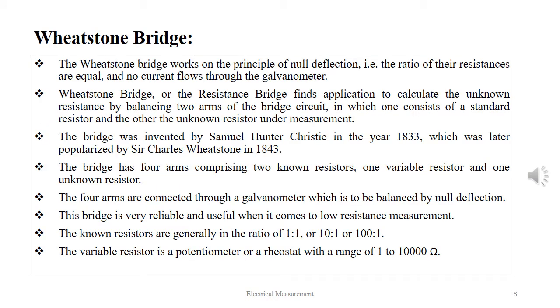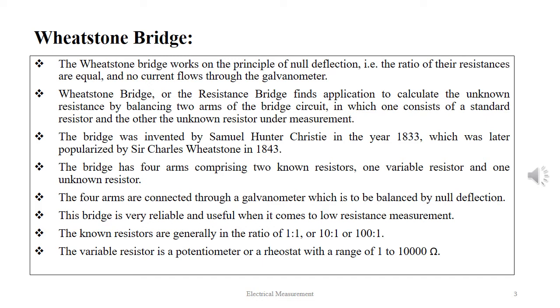The Wheatstone bridge works on the principle of null deflection, that is, the ratio of their resistances are equal and no current flows through the galvanometer. The Wheatstone bridge or the resistance bridge finds application to calculate the unknown resistance by balancing the two arms of the bridge circuit, in which one consists of a standard resistor and the other the unknown resistor under measurement.